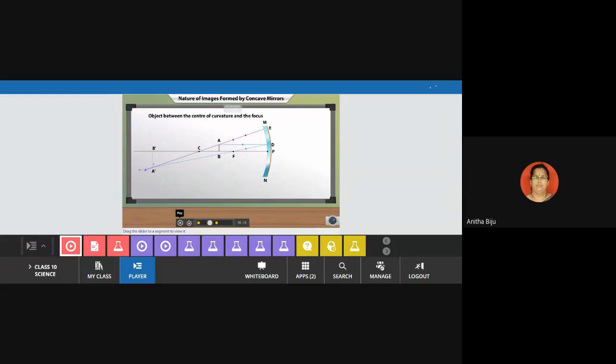Characteristic features you can write by yourself. No need to wait for the slide. Next slide, we know which are the properties, so write it down yourself. Done? Very good. Karthikeyan, what about you? Okay. This image is real, inverted, magnified, and is formed beyond the center of curvature C.